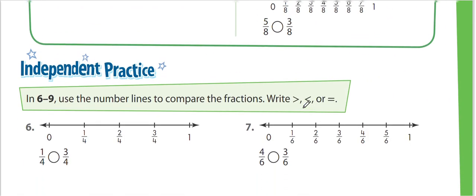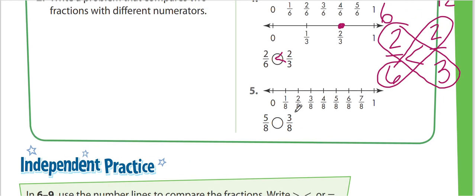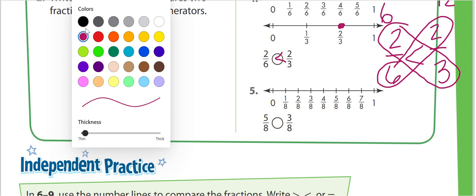Let's take a look at number 5 real quick. On number 5, I have 5/8 and 3/8. Now, notice that there is only one number line. The reason that there's only one number line is because our denominators are the same. Remember, there are 3 questions that we need to ask ourselves first. First, we need to ask ourselves, are these fractions equivalent? Well, no, because 5/8 and 3/8 are not the same value.